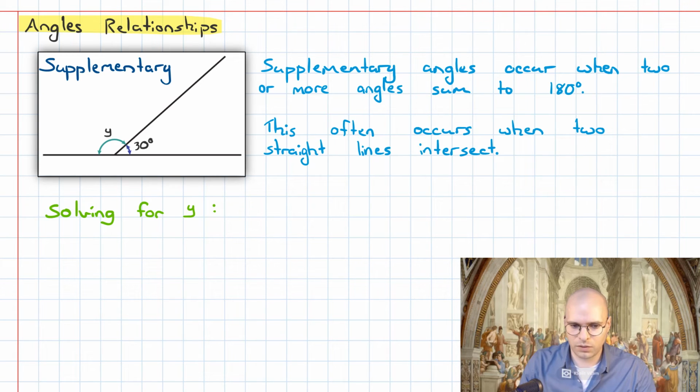Say, for example, if we want to know the value of y, we can use this relationship of summing to 180 degrees. We can say y is equal to 180 degrees take away 30 degrees. We state that this is a supplementary relationship, and then we can solve for y. In this case, for this to hold true, y must be 150 degrees.